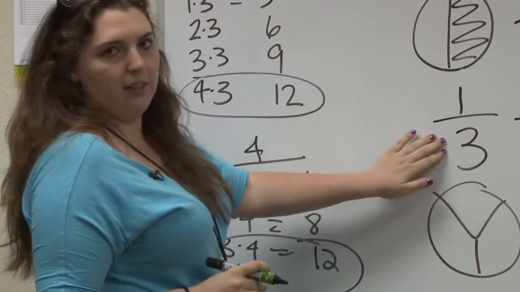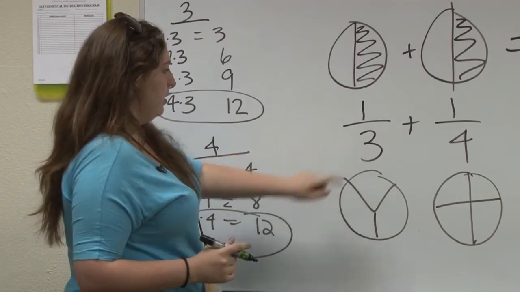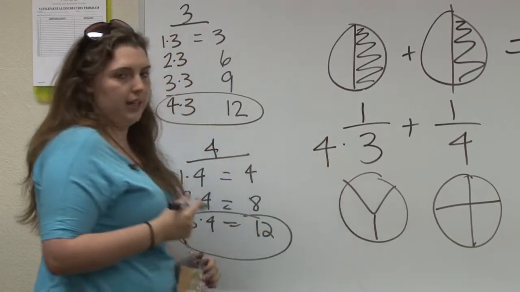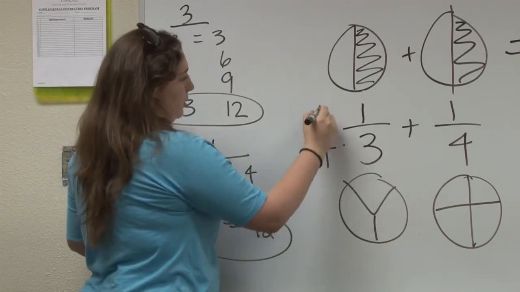Now, in order to represent this as 12 pieces, we're going to need to multiply 3 by 4 in order to get that number. And if we multiply the bottom, we also have to multiply the top.